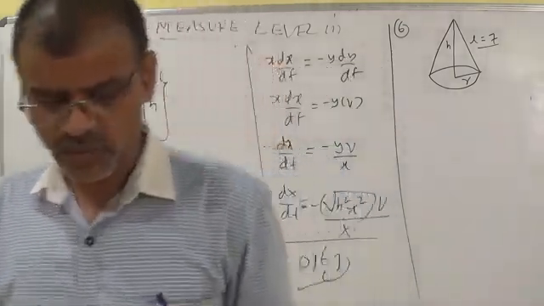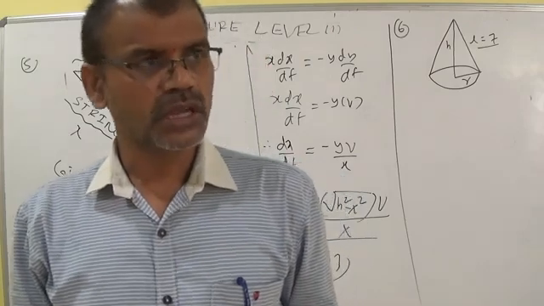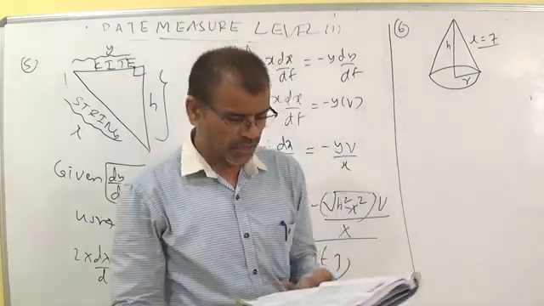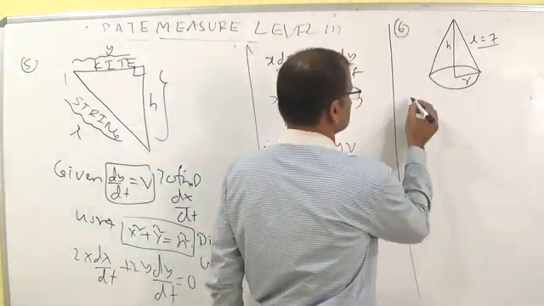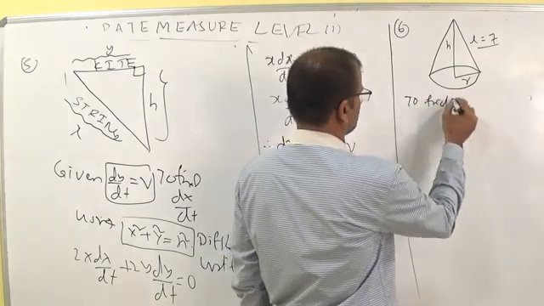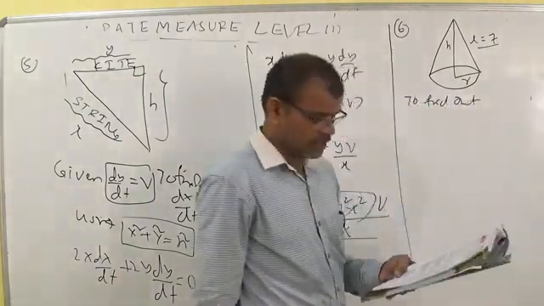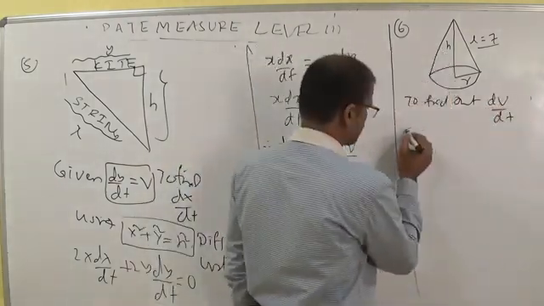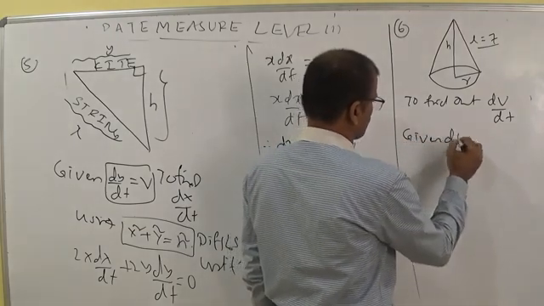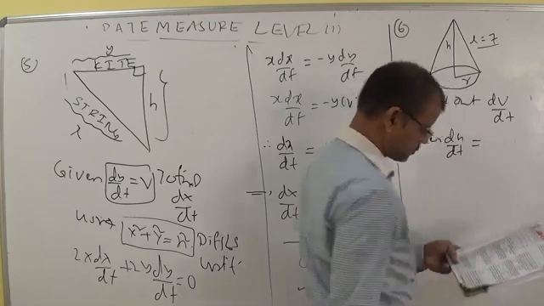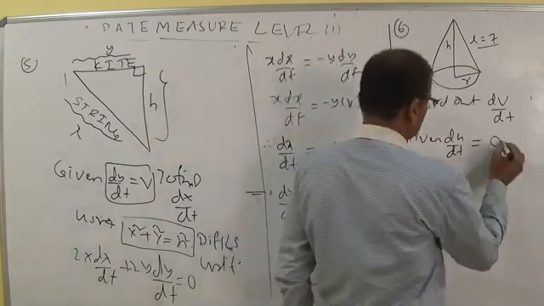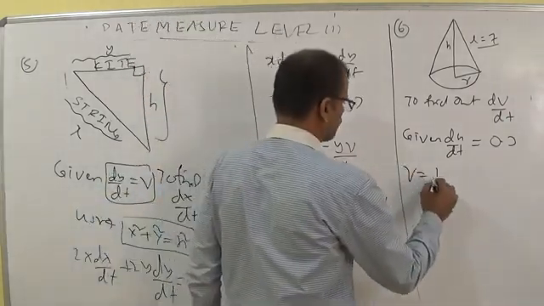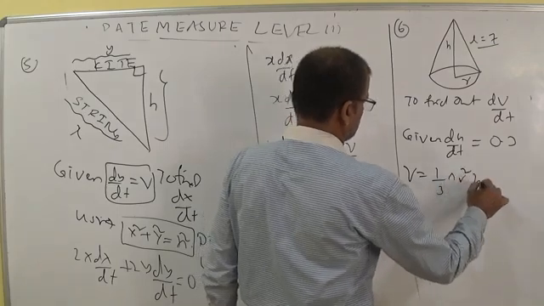The rate of increase in the volume of the cone corresponding to a rate of increase of 0.3 centimeter per second in the height when H equals 4 centimeters. To find the rate of increase of volume dV by dt, given dH by dt is equal to 0.3. Write the formula for the volume of the cone: V is equal to 1 by 3 pi r square H.